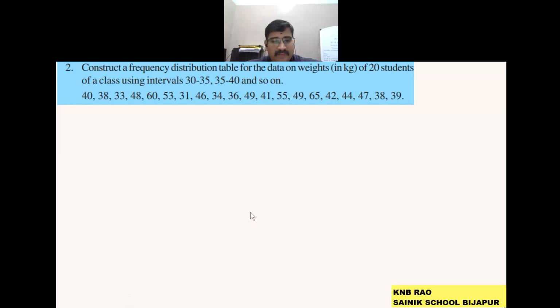Now let's move on to another important question. Construct a frequency distribution table. Can you read? Construct a frequency distribution table for data on weights of 20 students of a class using intervals 30 to 35 and 35 to 40. Now, can you tell me the answer?